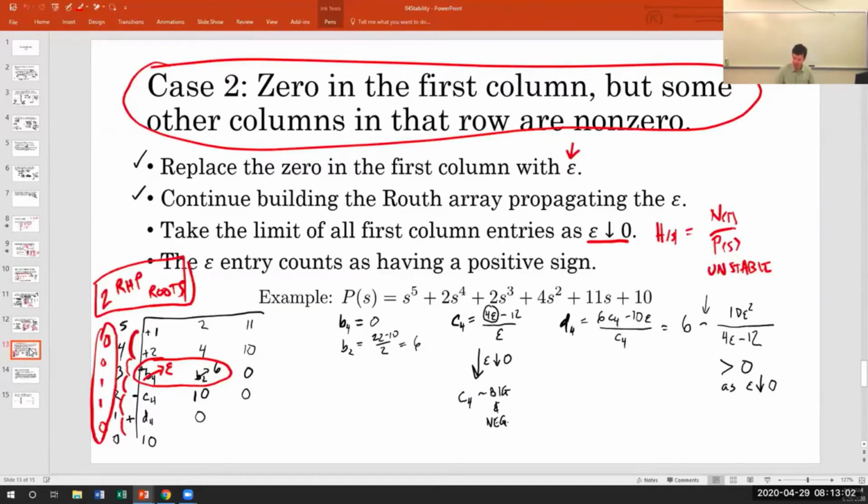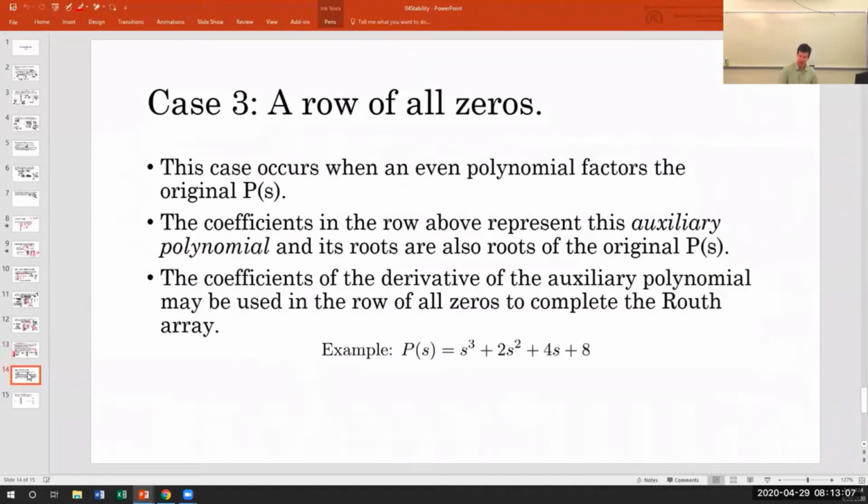So that's all well and good, except it doesn't account for this special case, which is case number 3, which implies a row of all zeros. So in the base case, there were never any zeros in the left column. In special case 2, there was a 0 in the left column, but other things in the row were non-zero. And in special case 3, there is a row entirely consisting of zeros. So this is a little weird, so I got to do a little bit of premature review here on polynomials.